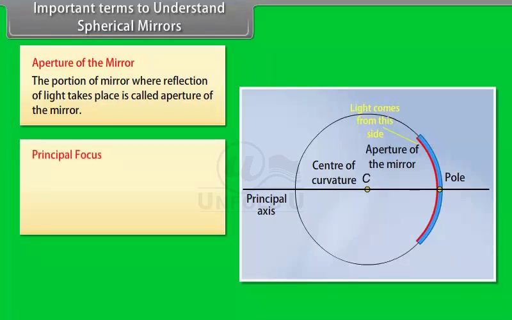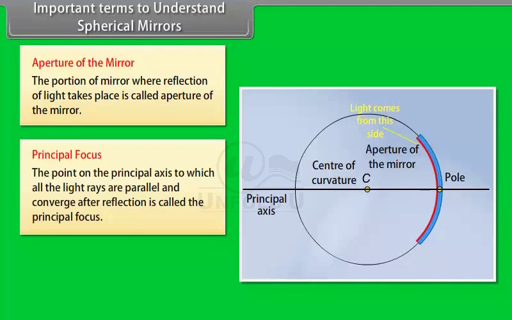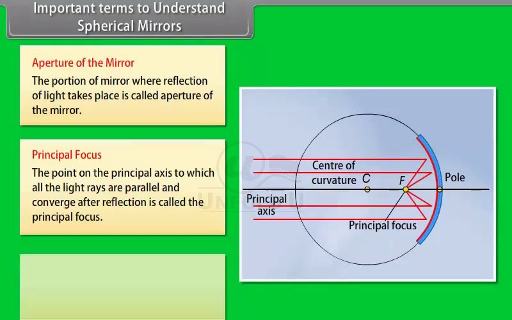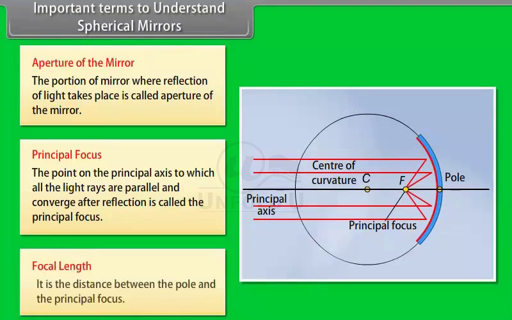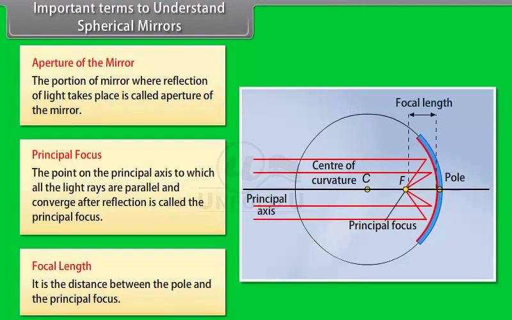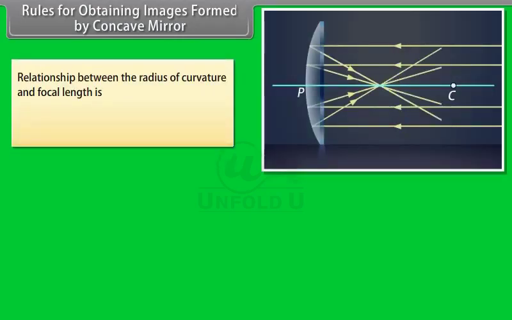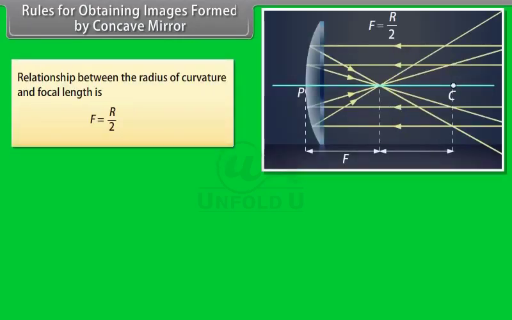Principal focus. The point on the principal axis to which all the light rays parallel to the axis converge after reflection is called the principal focus. Focal length. It is the distance between the pole and the principal focus. Rules for obtaining images formed by concave mirrors. The relationship between the radius of curvature and focal length is f = R/2.